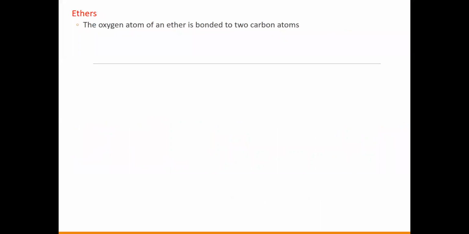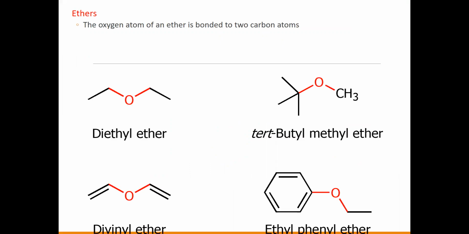And then an alternative or a similar structure to alcohol is the ether, but instead of the hydrogen, there is an R group attached to your oxygen. So 2 R groups are attached to your oxygen.